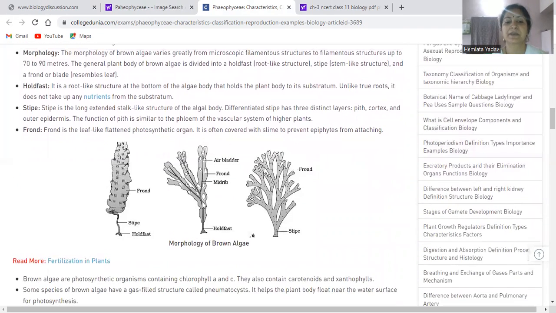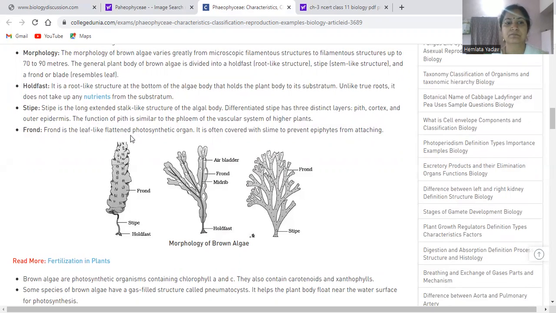There is a big structure which is holding them onto the base, which is the holdfast, a root-like structure. But it's not a true root, because they are already living in water. They don't need that structure, but they just need support. The root-like structure at the bottom holds the plant body to the substratum. Unlike true roots, it does not take up any nutrients from the substratum. It is just an attaching, anchoring region: the holdfast.